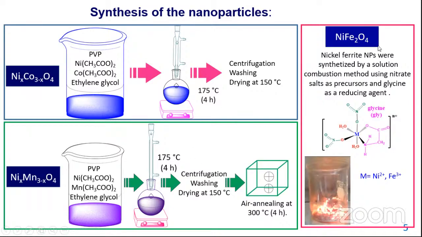On the other hand, for nickel ferrite, we used nitrate precursors and also glycine as a reducing agent. This glycine acts not only as a reducing agent, it acts as a chelating agent too, forming complexes of metal ions and glycine, which when combustion starts at about 600 degrees centigrade, break and form oxide nanostructures.